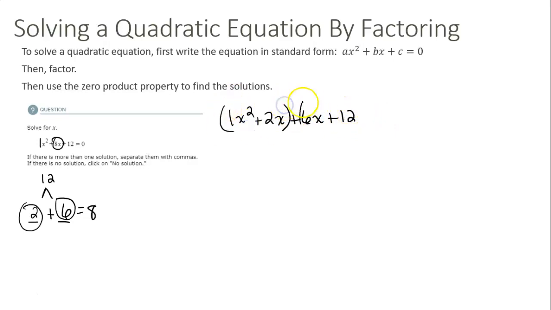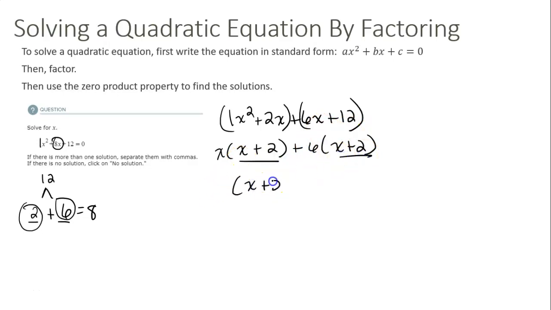Now I want to factor by grouping, group my first 2 and my last 2 together. The GCF of the first group is x, so this becomes x plus 2. The GCF of the second group is 6, so this becomes x plus 2. These should match, and they do, so this becomes x plus 2 times x plus 6, and this is equal to 0. Now, when we were factoring, we would have stopped there.